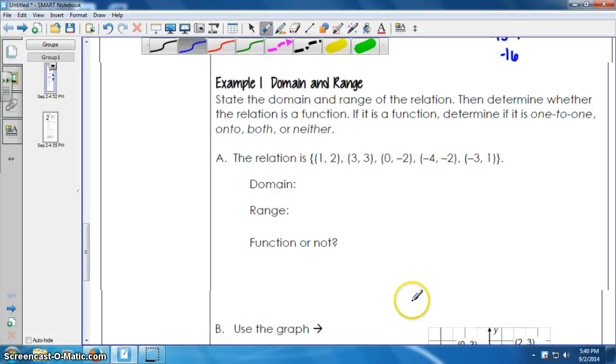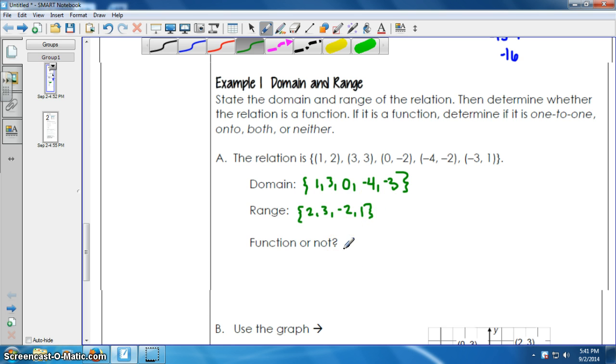All right, let's look at an example. Domain and range, this should be a repeat of section 0. We saw this. Domain is our input, so we would have values 1, 3, 0, negative 4, and negative 3. And then our range, and you could put those in order if you wanted to, would be all of our y values. So 2, 3, -2, -2 again, which I already have, and 1.